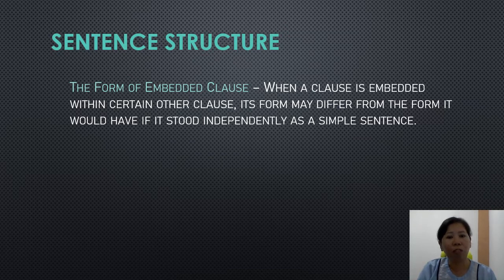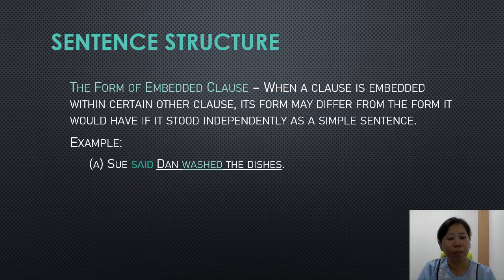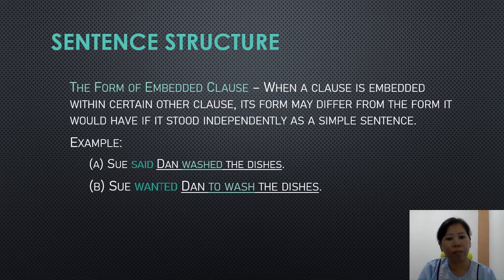Now, the form of embedded clause says when a clause is embedded within a certain other clause, its form may differ from the form it would have if it stood independently as a simple sentence. For example, sentence A: Sue said Dan washed the dishes. And sentence B says, Sue wanted Dan to wash the dishes. These are two different sentences with different thoughts.